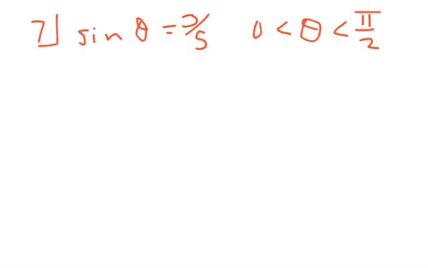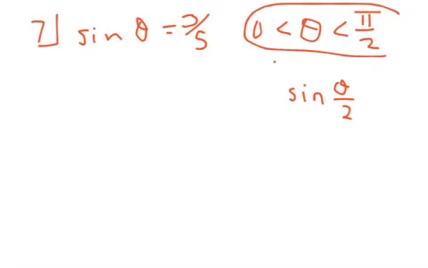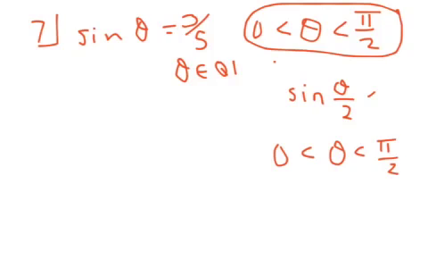Before we continue any further, when we're doing half angles, so for example, if we're trying to find sine of theta over 2, then I have to take my domain here. We know that theta belongs to quadrant 1, so we have 0 is less than theta is less than pi over 2.